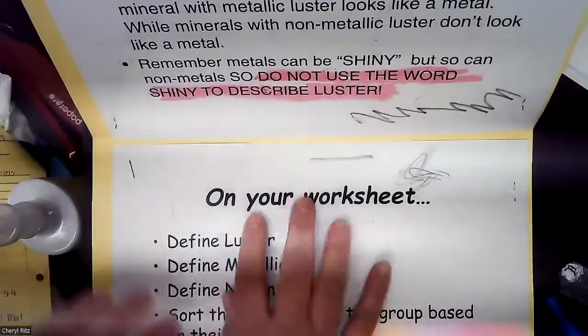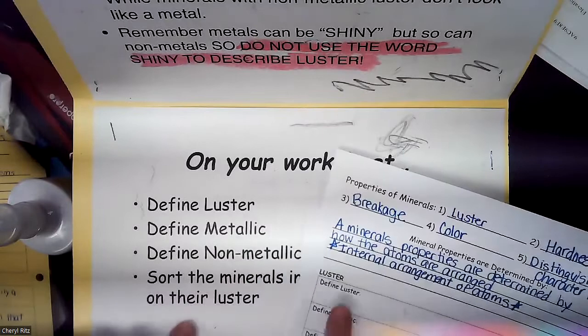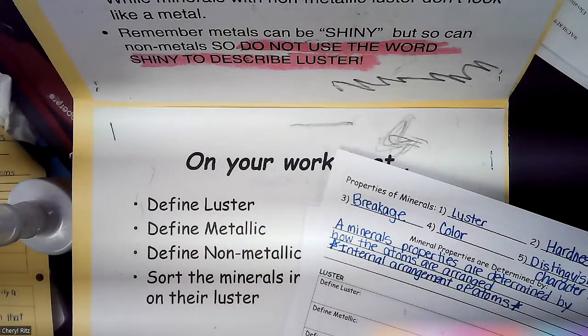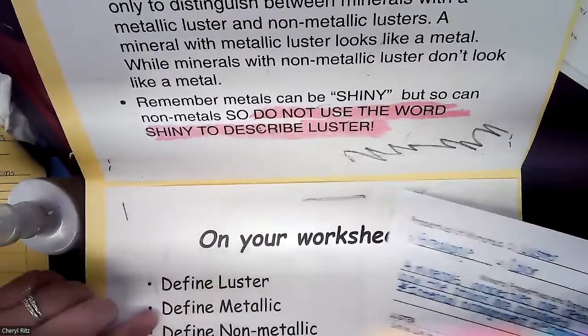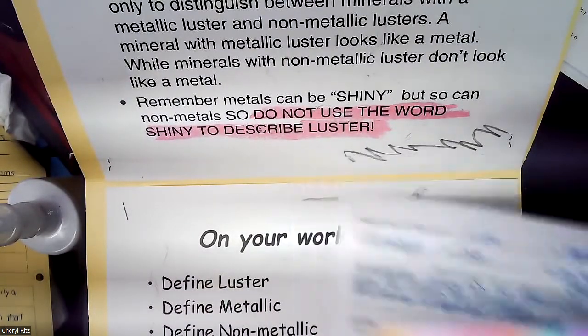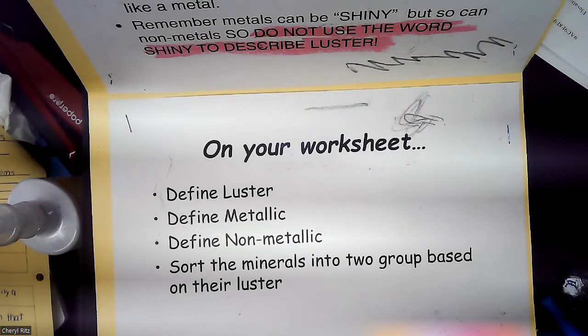Then on the bottom half, it spells out on your worksheet. So here's the packet for luster. It says define luster. Where do you think you're going to find the definition of luster? In the reading, right there in the reading. So you're going to define luster, then define metallic and define non-metallic. Then at that station in the back, there's a basket of minerals, and I want you to take those minerals and arrange them into two groups based on luster. Again, you'll do that through the reading.